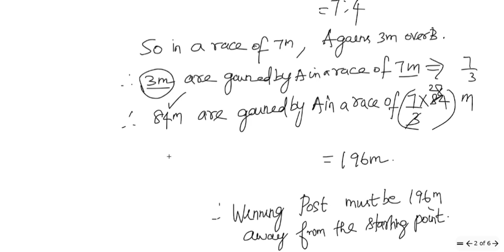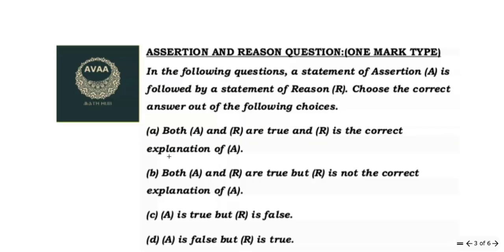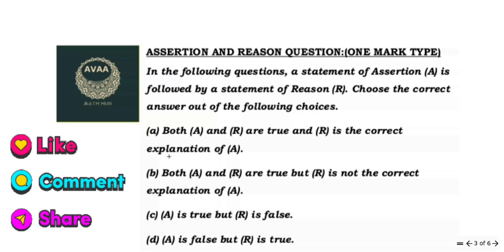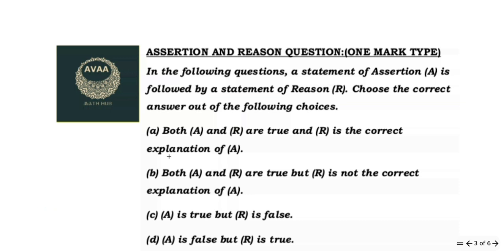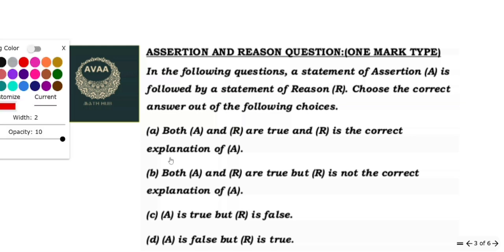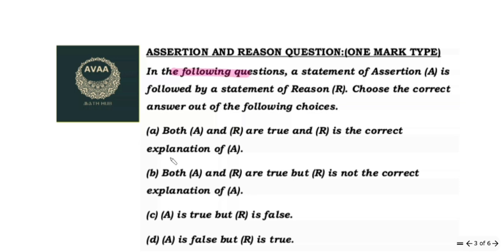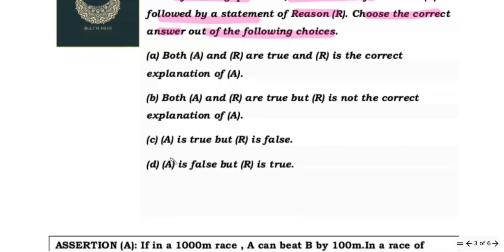Now let's move on to the next question. Assertion and reason question. Usually it falls under 1 mark category. And when it comes to assertion and reason also, we are getting it very rarely. Once in a blue moon only it occurs. Let's start. In the following questions, a statement of assertion A is followed by a statement of reason R. Choose the correct answer out of the following choices.